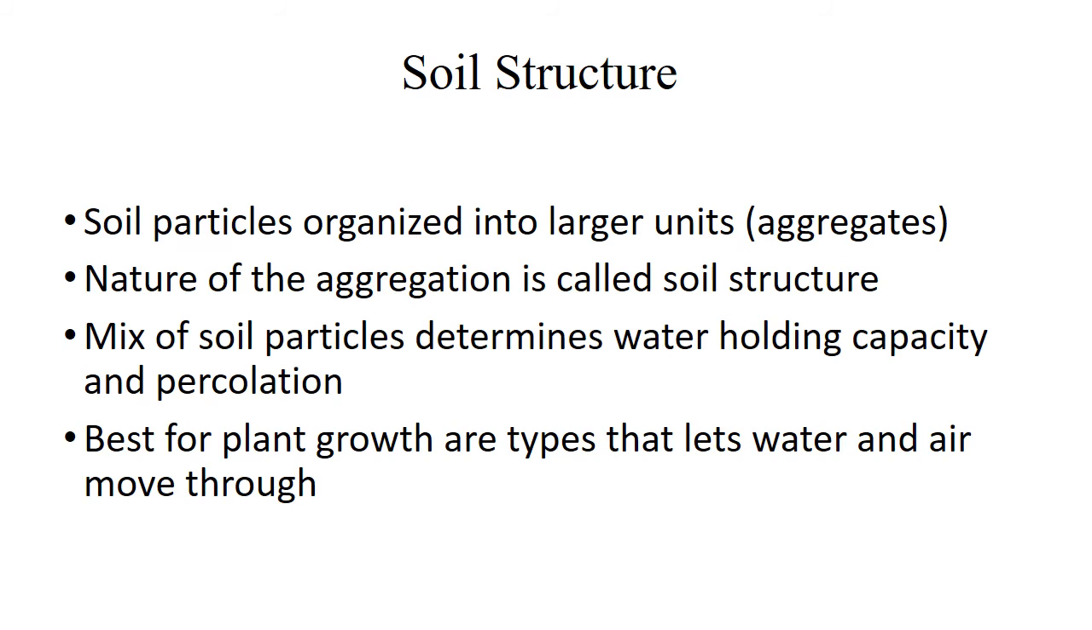Just in the way that soil texture can affect things like the drainage, percolation and aeration of soils, so can soil structure. So elements of soil structure affect what kinds of plants can grow there. And generally the best soil structures for plant growth are the ones that allow free movement of water and air.